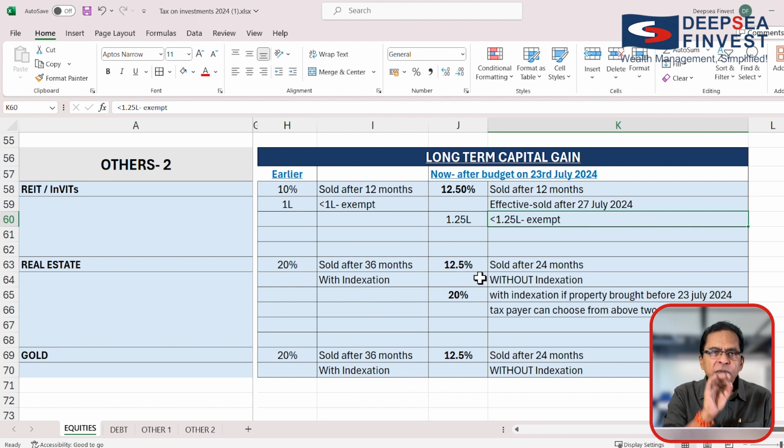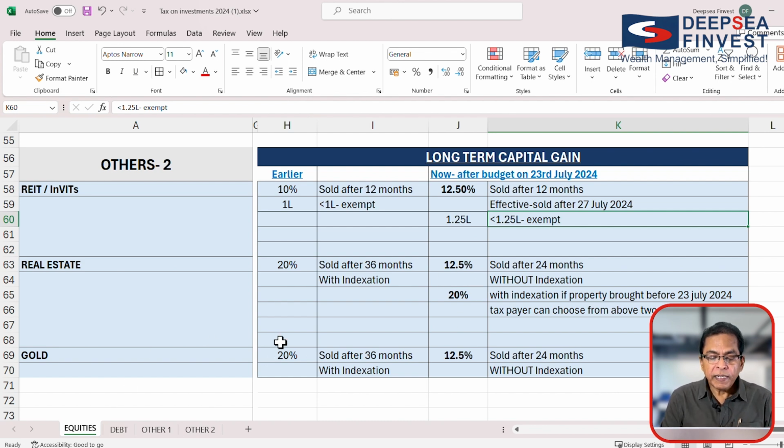The government has given an option to the taxpayers. Now you can opt from the two options available. One is you pay 12.5% if you sell the property after 2 years without any indexation benefit. Or there is another option, you may opt to pay tax at the rate of 20% with indexation. Now this option is not available if the property is bought after 23 July 2024. Now here the taxpayer can opt whichever is more suitable to him.